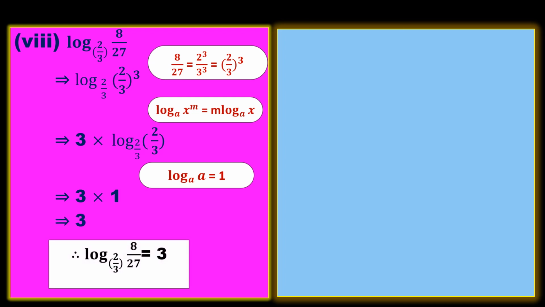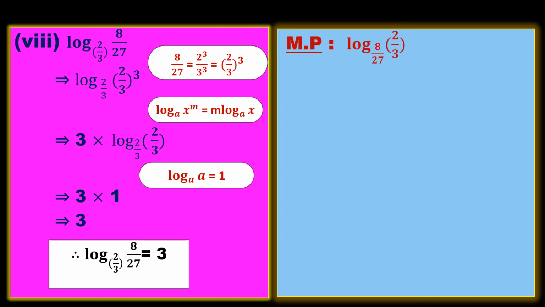Now whatever this power is, that will go to the front. So 3 log 2 by 3 base 2 by 3. When the power and base are the same, it is log a base a, which gives you 1 as the answer. So 3 into 1 is 3. So your answer is 3. Okay, let us go to the next one.